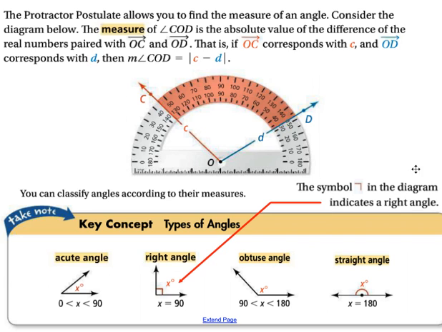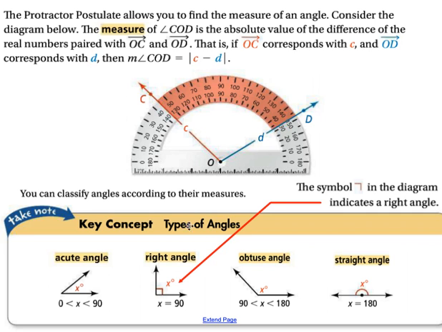We can also classify angles according to their measures. If an angle has a measure bigger than 0 but less than 90, we call it an acute angle. If it's equal to 90, it's a right angle. If it's more than 90 but less than 180, it's an obtuse angle. And if it's equal to 180, we call that a straight angle. So those are 4 names of angles that you definitely need to know how to identify.